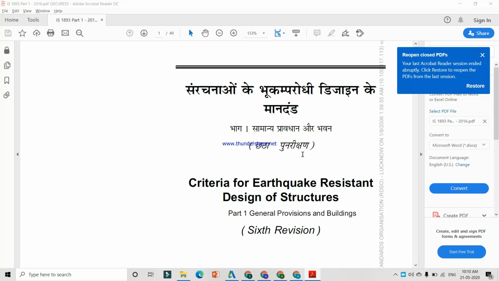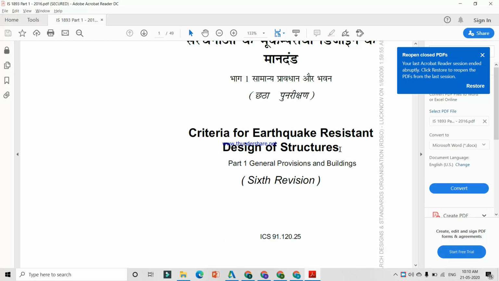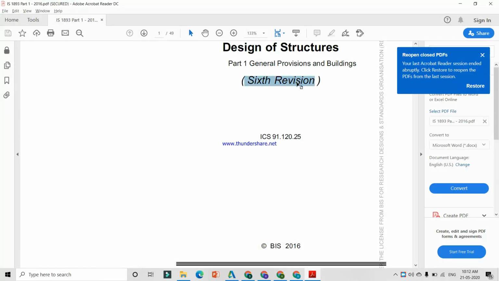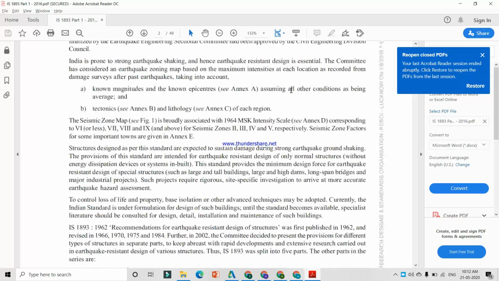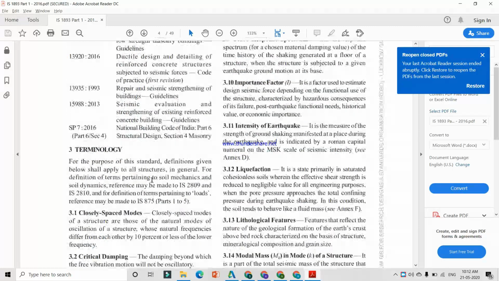So, today our topic is the criteria for earthquake resistant design of structures. I want to discuss a few important points regarding IS 1893 Part 1 2016. This is the 6th revision of IS 1893 Part 1, 2016. So first of all, let us start with terminologies.